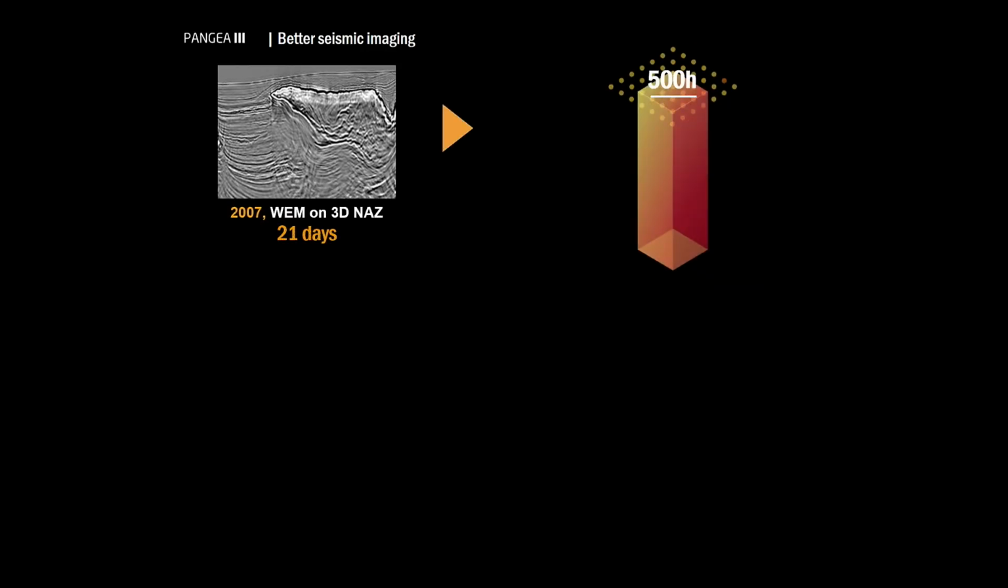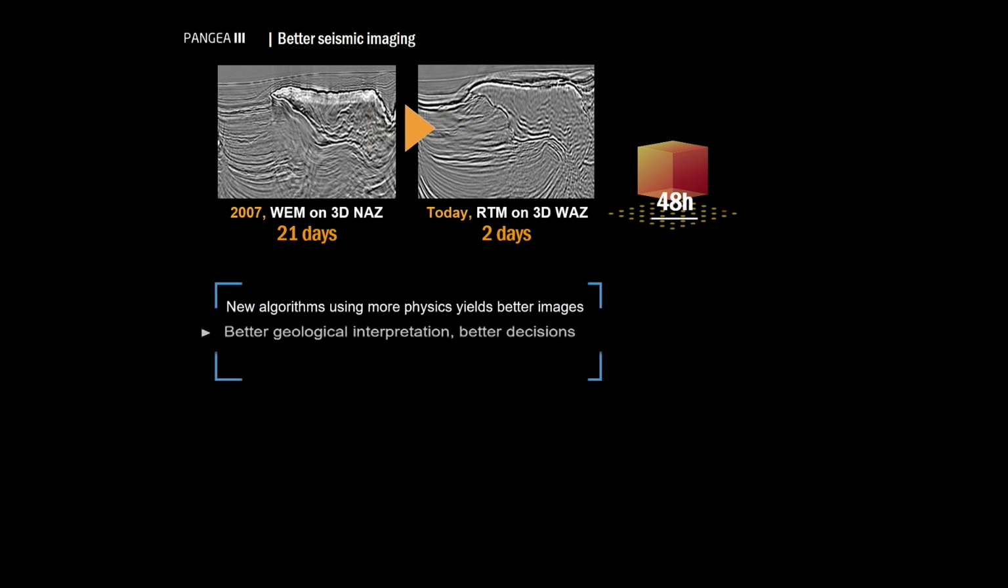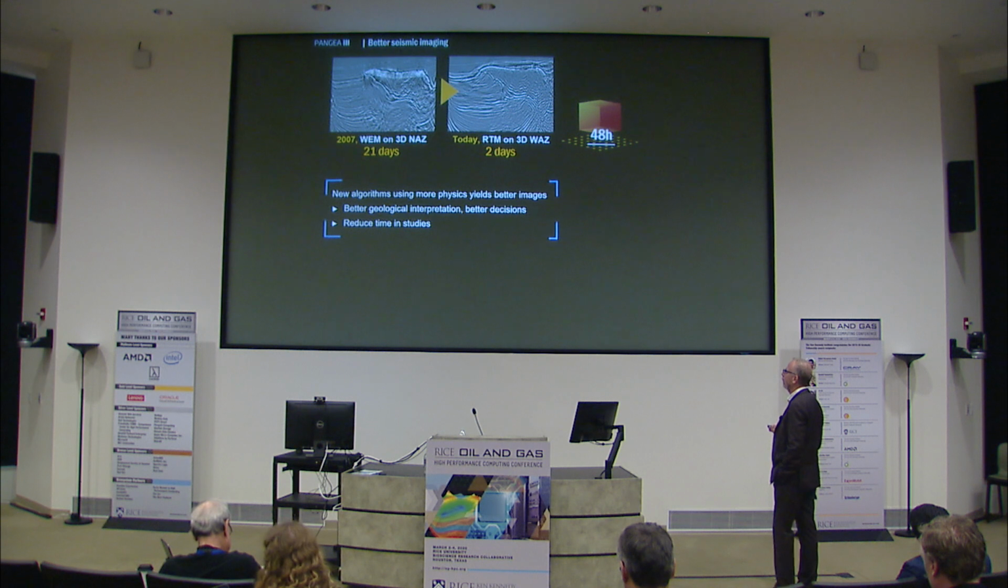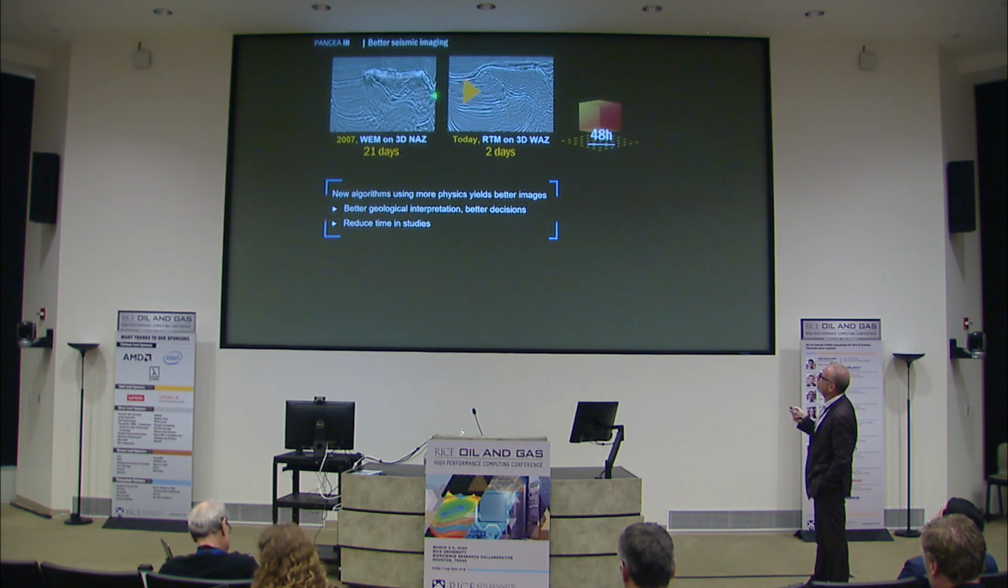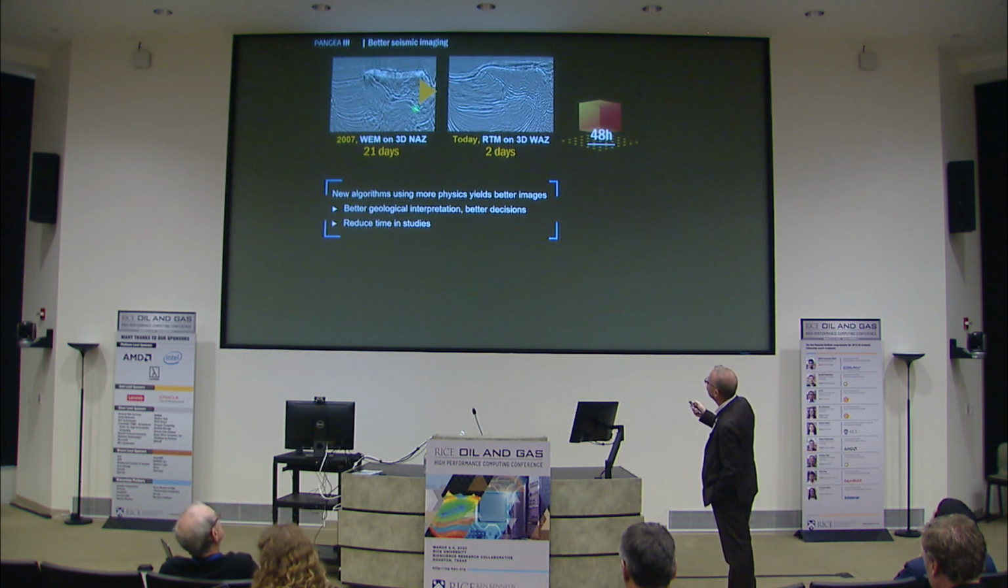So here we have an example. This is a comparison on the same field between the kind of image we had in 2007, with data acquired in a narrow azimuth way using a WEM algorithm software. It took about 21 days to have this kind of image. And here, below the salt, we cannot see anything.